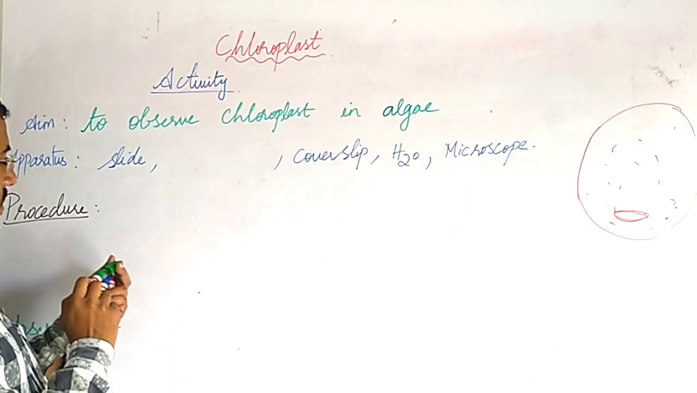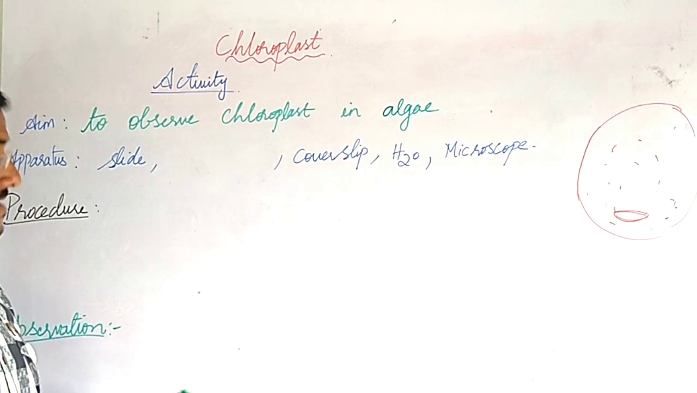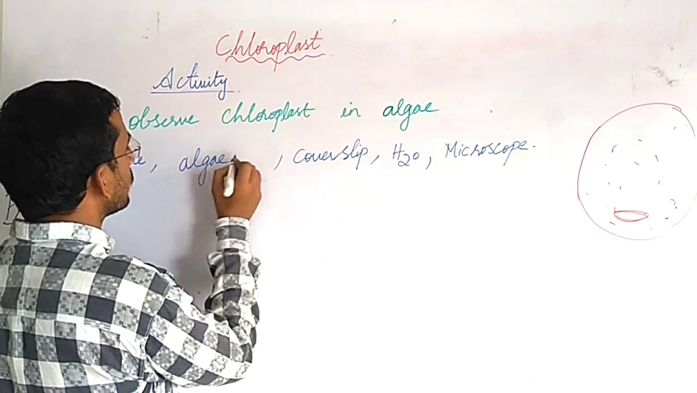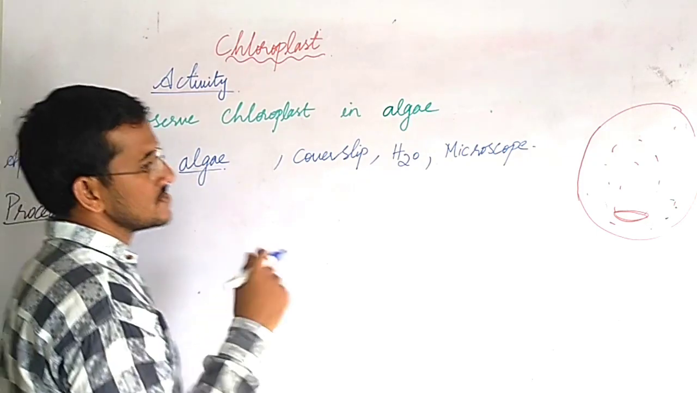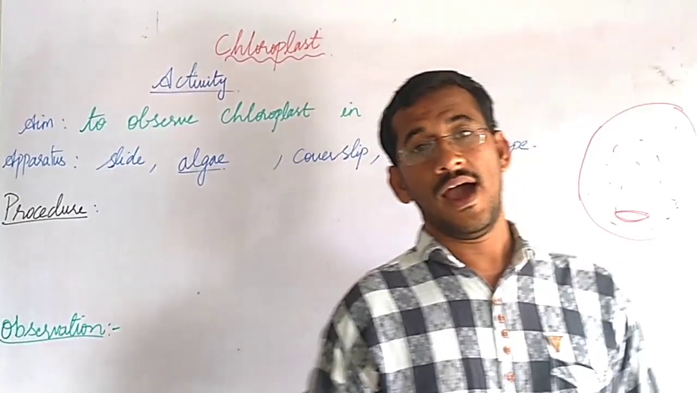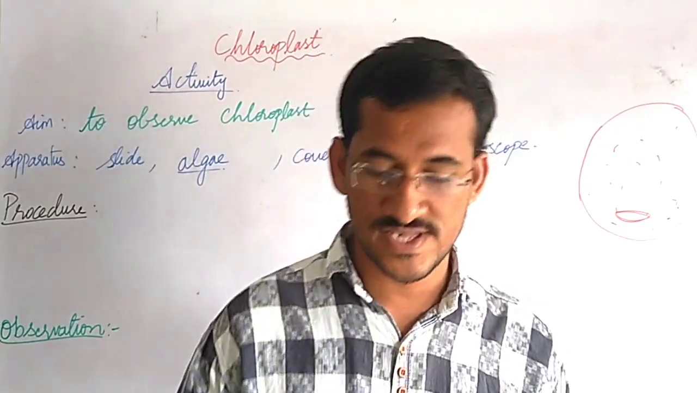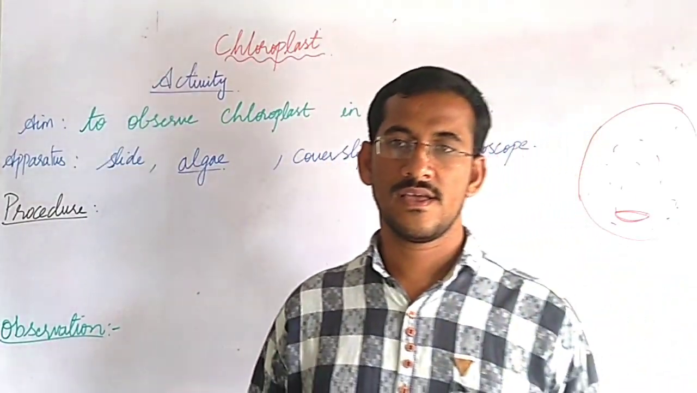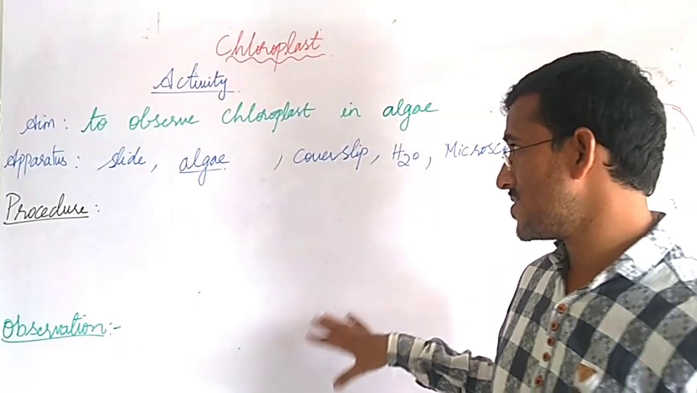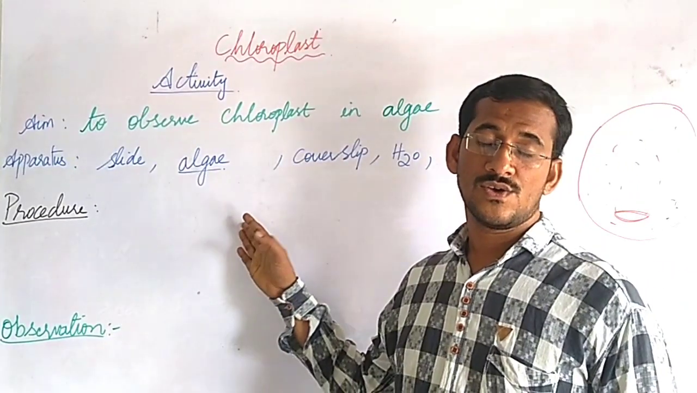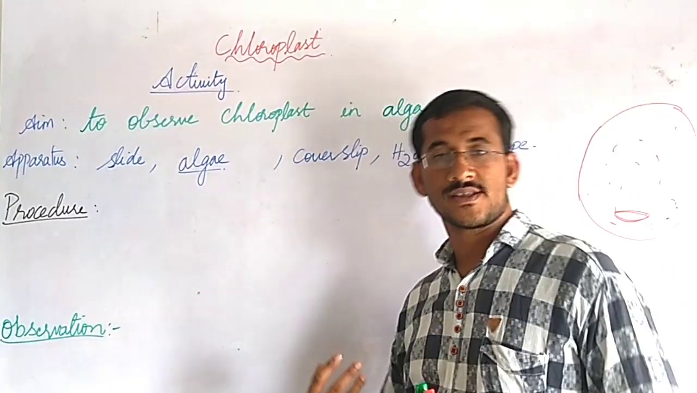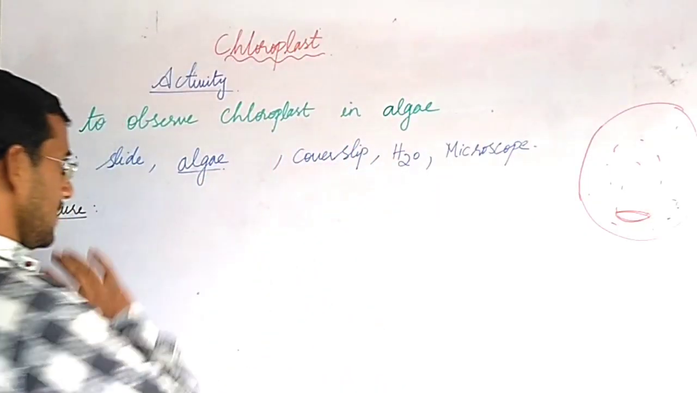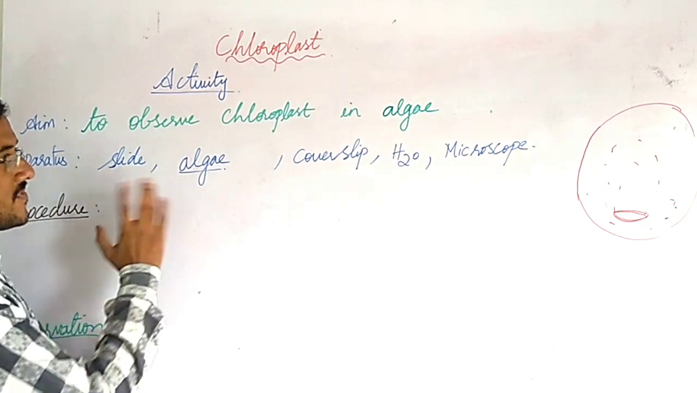The materials required are a slide and algae. Where will you find algae? You can find algae under the tank, the green structures which are growing in our tanks. Or if you go to a pond, we can collect algae from there also. So collect some algae, as we require algae for our experiment.